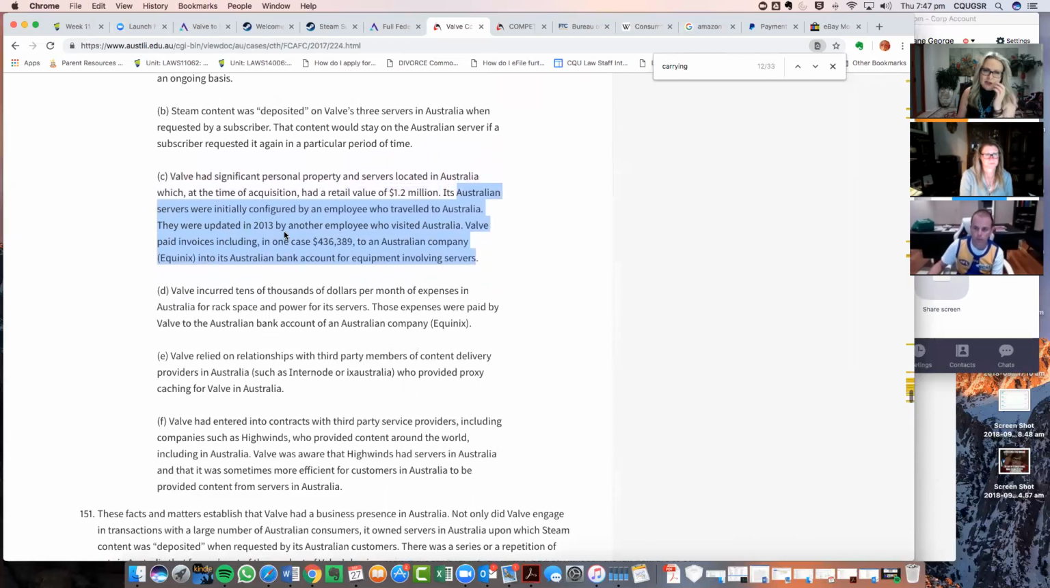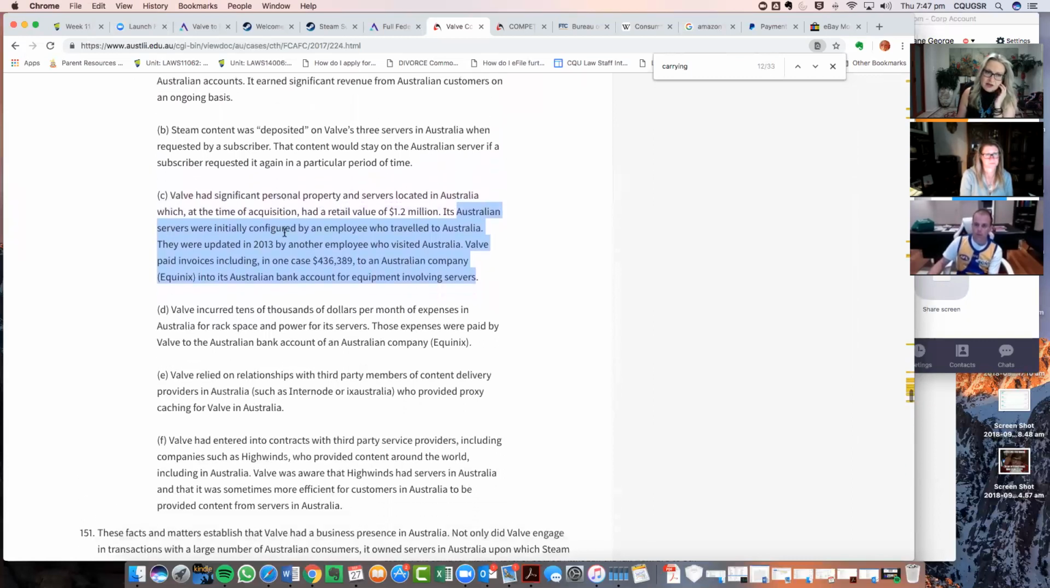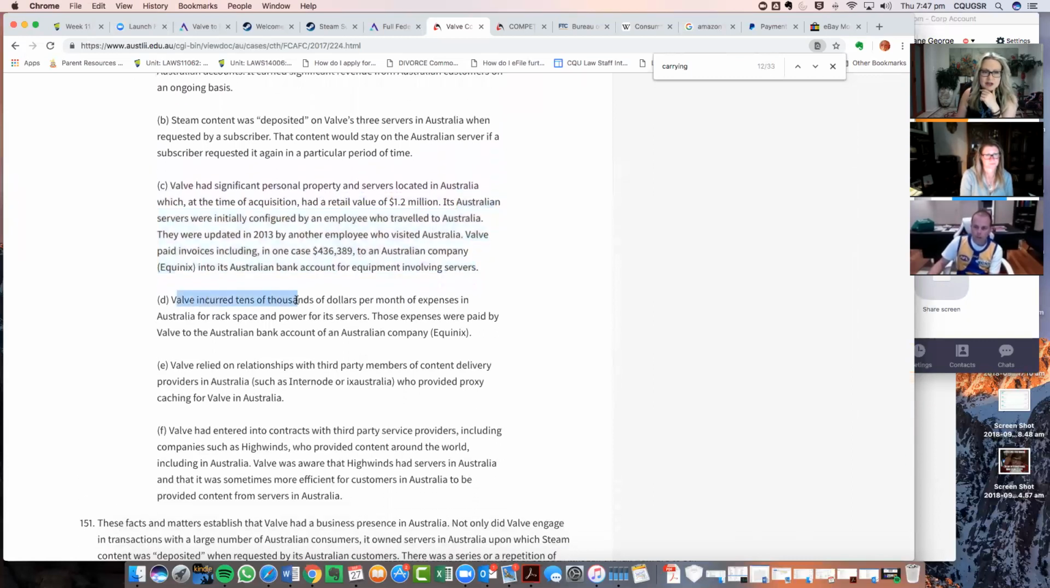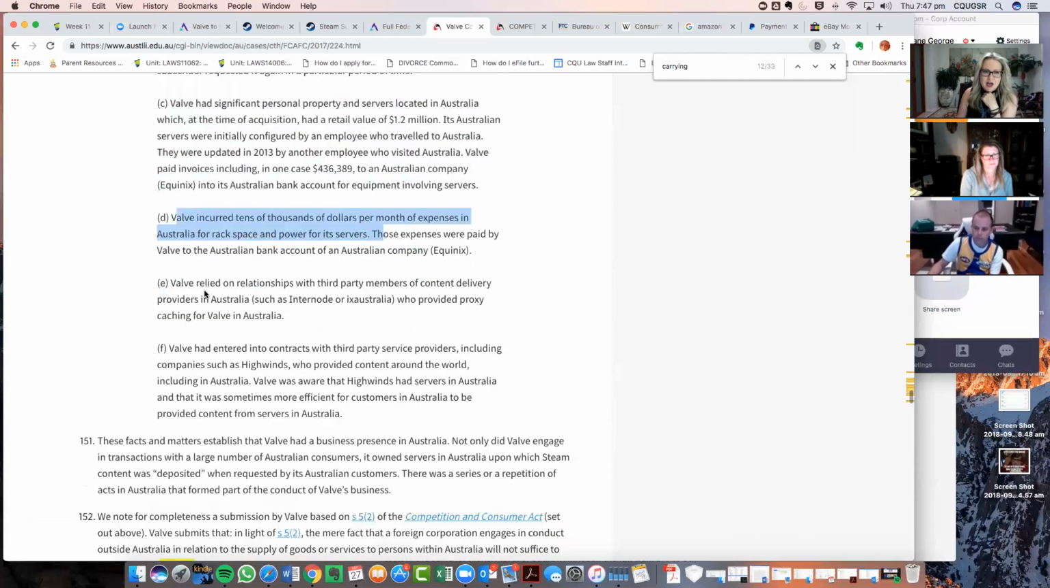But the other things are really, I think, uncontroversial. They incurred tens of thousands of dollars per month expense for rack space and power for the servers. They relied on relationships with third-party members, content providers in Australia, and entered contracts with third-party providers like Highwinds that provided some content here.